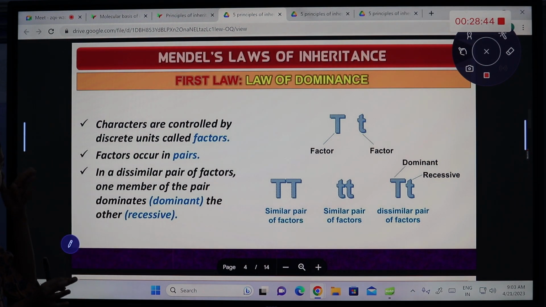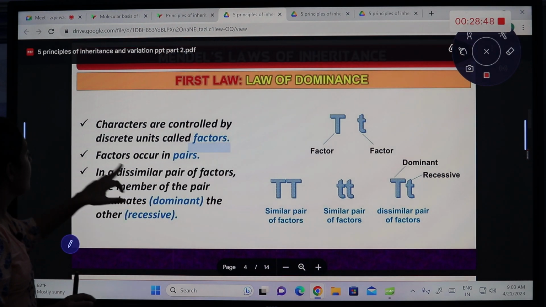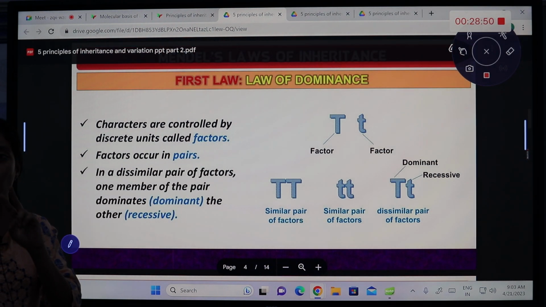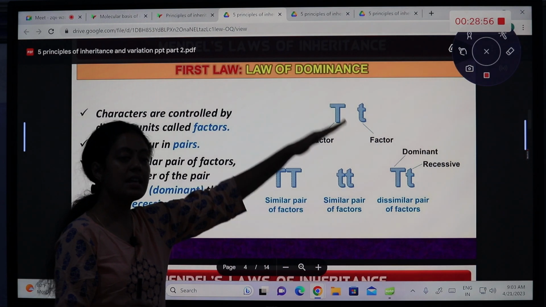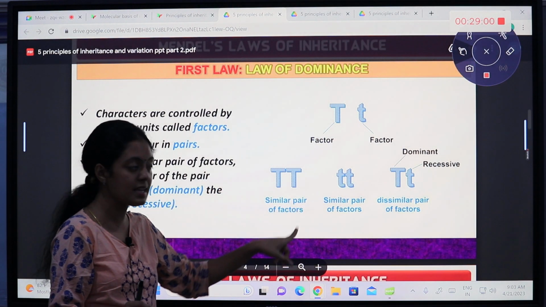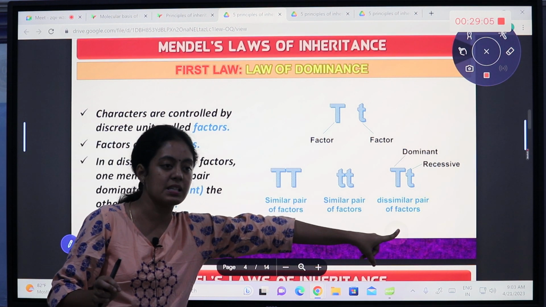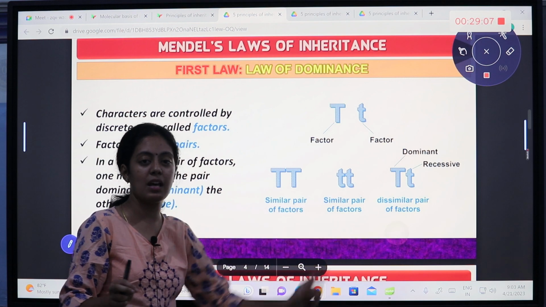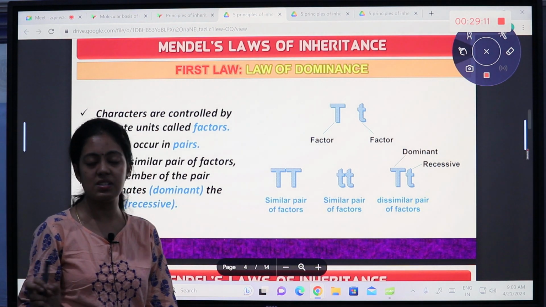Characters are controlled by discrete units called factors. Factors occur in pairs. Yes or no? Alleles occur in pairs. The factor that expresses itself is called dominant, the other one is called recessive. This is a pair of similar factors called homozygous. This is also homozygous. This is heterozygous. A pair of dissimilar factors is called heterozygous. Is it clear? All of you understood so far?